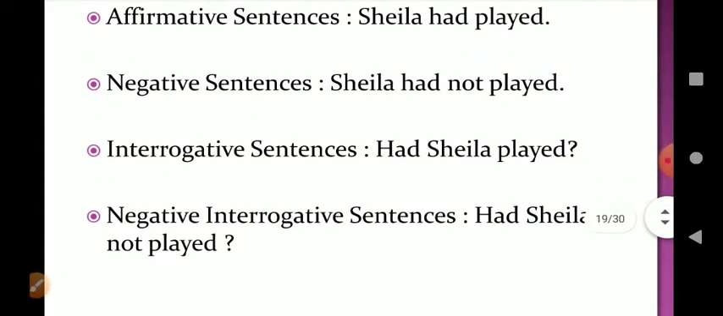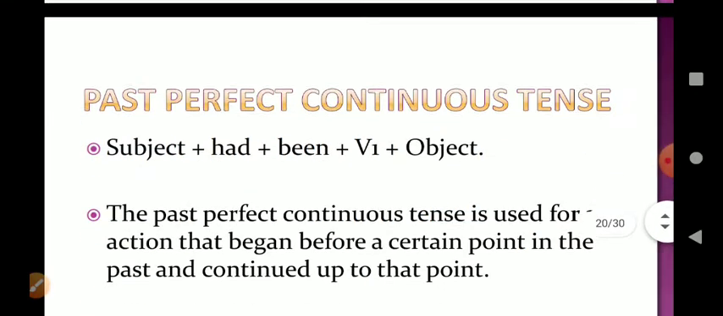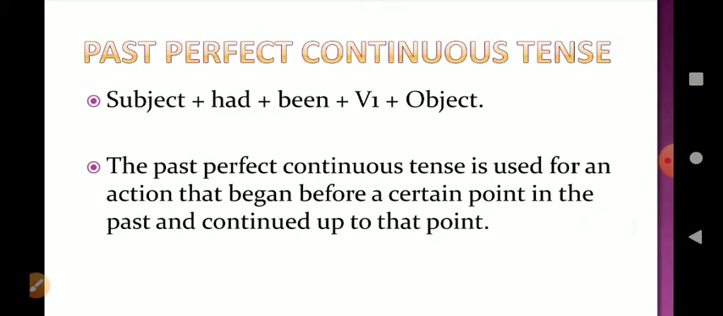Again you are seeing the examples. In these examples the object is not there, but you can add here: Sheila had played hockey. Now what is past perfect continuous tense?